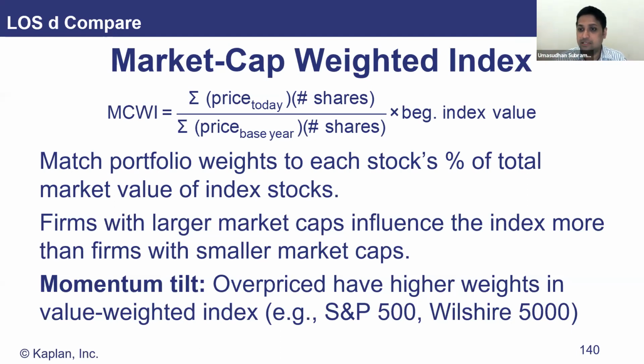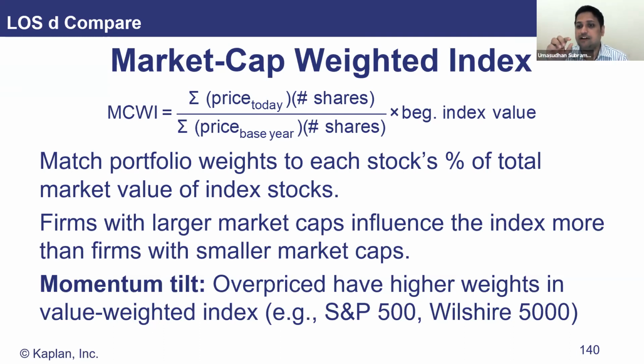If you look at Apple, in terms of market capitalization, the value is $2 trillion, isn't it? That's significantly higher than Zoom, for example. So in a market cap weighted index, which stock do you think is going to have a higher weightage? Apple is going to have a higher weightage, because it is significantly bigger in terms of market capitalization.